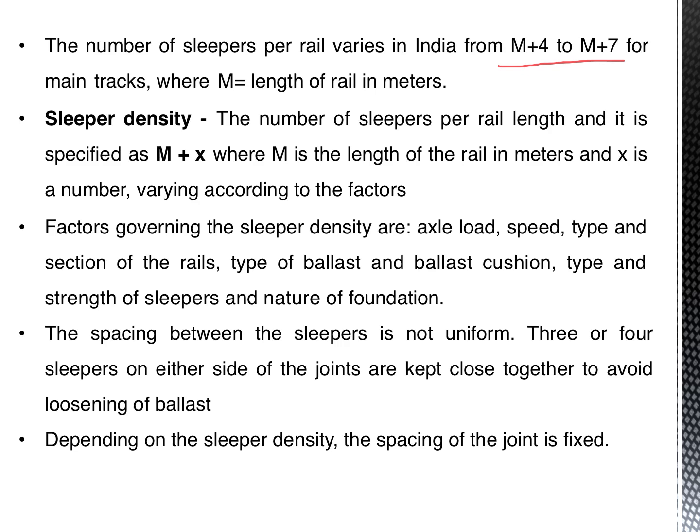What is this m plus 4, where m is equal to the length of rails in meters? If the length of rails is 12 meters, what is the number of sleepers required? Sleepers will be equal to 12 plus 4 to 12 plus 7. So what number do we get? 16 to 12 plus 7 is 19. So we require the number of sleepers to vary between 16 and 19 for a rail length of 12 meters.